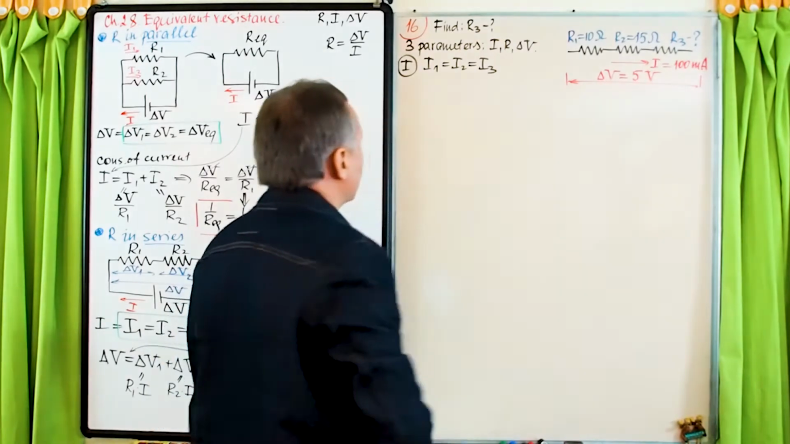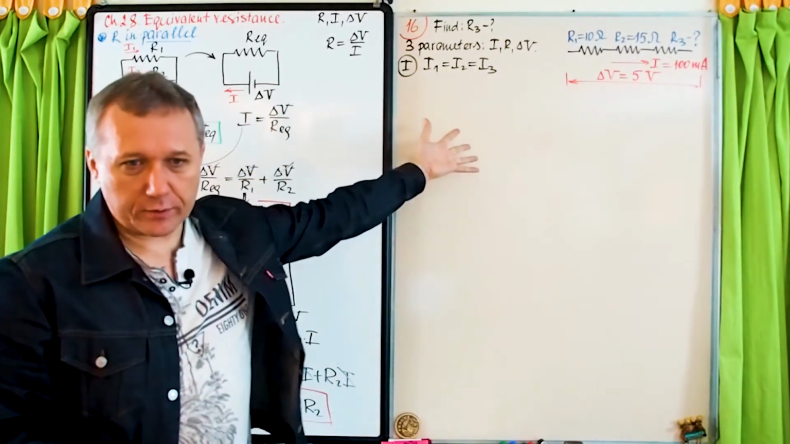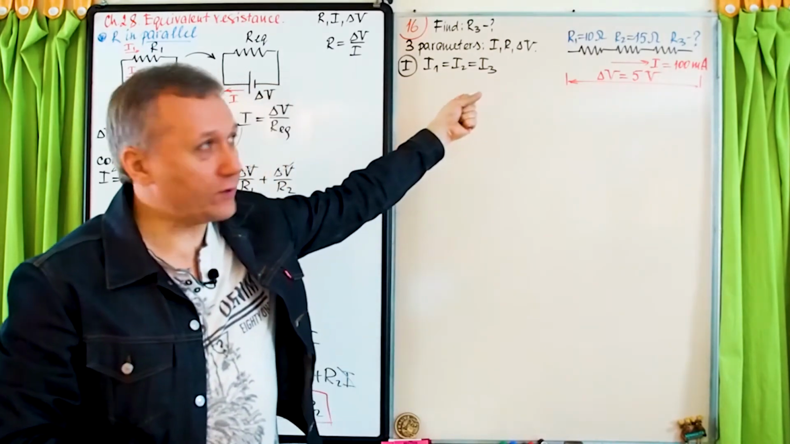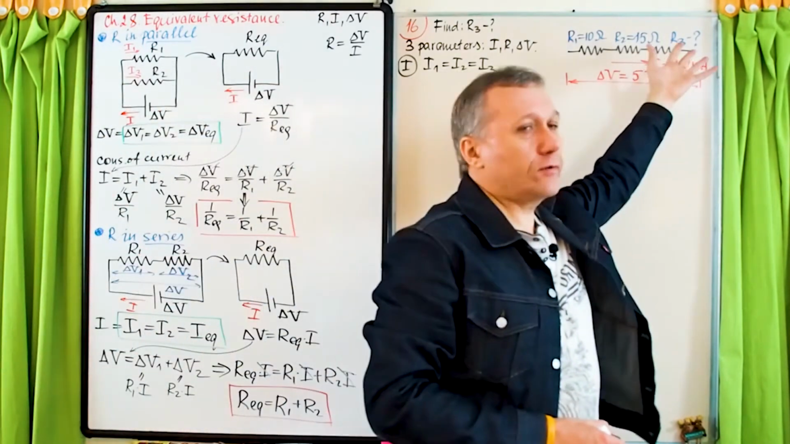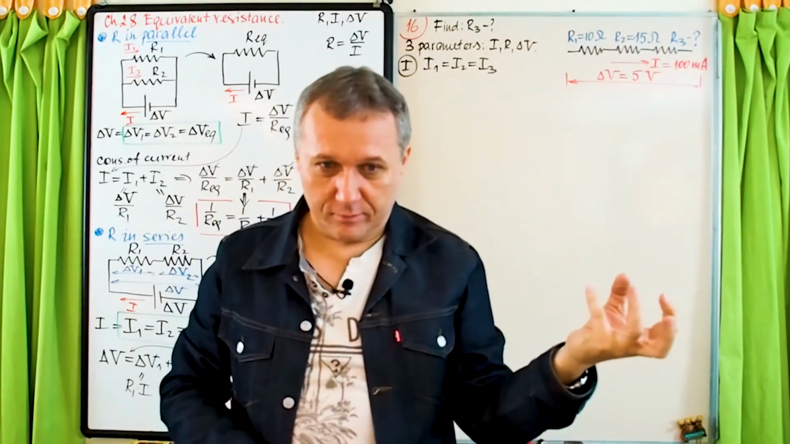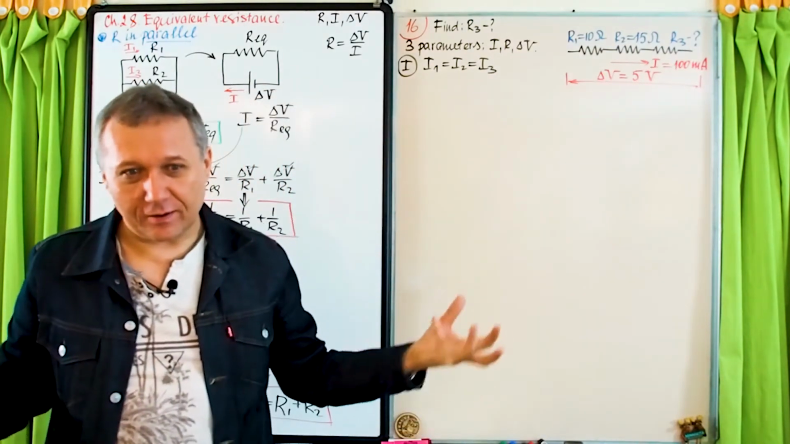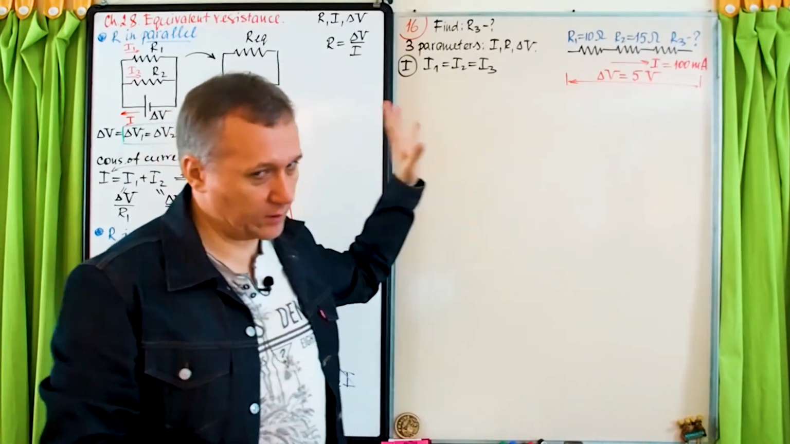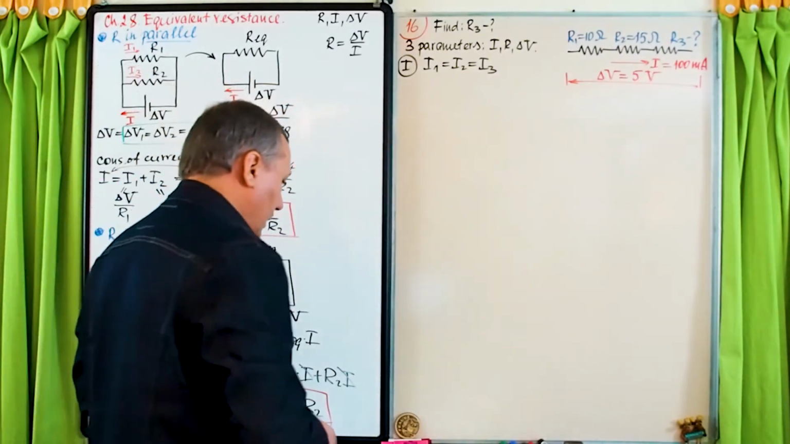So basically this doesn't give us an equation. It gives us a very important piece of information, but in order to find R3, we need an equation which can be solved. So it's important, but not enough. Now let's look at what's next.